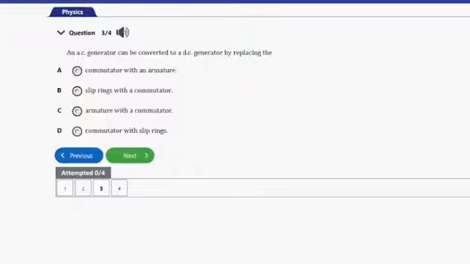The answer to this question is option B here. We can convert an AC generator to a DC generator by replacing the slip rings with a commutator. And that's it for this question. Let's go ahead and consider the next and last question here.